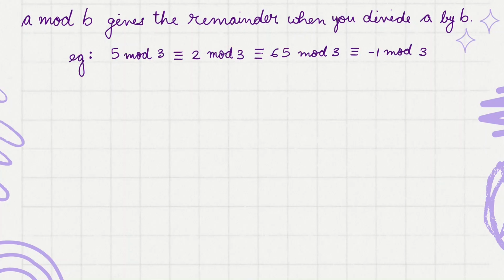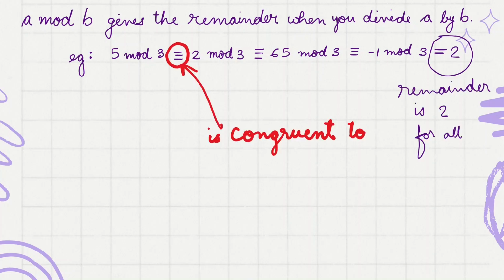5 mod 3 is congruent to 2 mod 3 is congruent to 65 mod 3 is congruent to -1 mod 3. Look at all these four expressions. All of them have a remainder of 2 when you divide them by 3. The triple equal sign equating all of them is known as congruence, and we say it as "is congruent to". The remainder in all of them is 2.